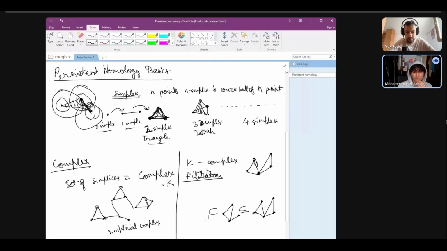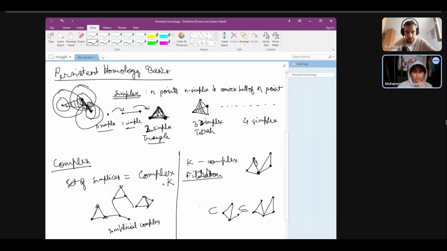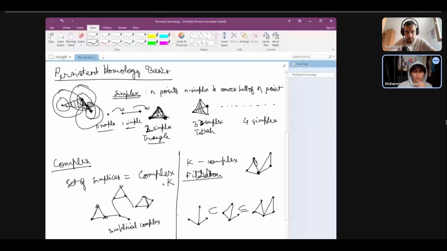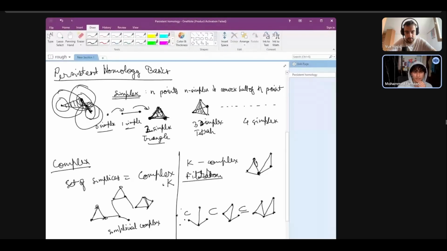This is contained in, say, this, and this is contained in just all these points. Okay, so just remember that over here I said set, right? So a filtration is basically just a sequence of subsets. So this is your first subset, second subset, third subset, and your final subset is the original complex.